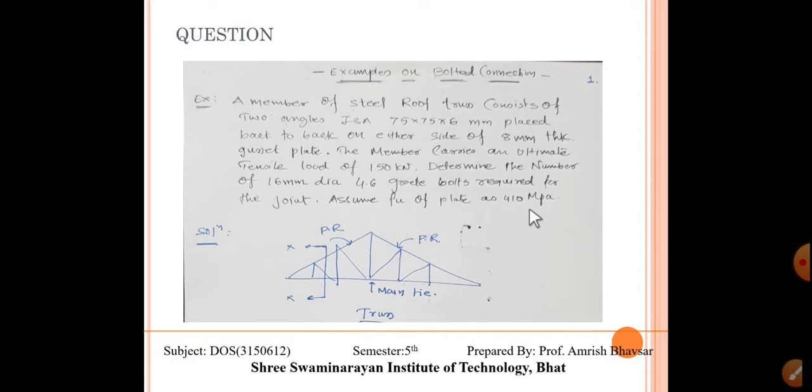So in this case we have to find out only the number of bolts, means no need to design, we only want the number of bolts. But before that we have to understand about the truss. And what is a truss? We know about the truss, but still I am going to describe it.